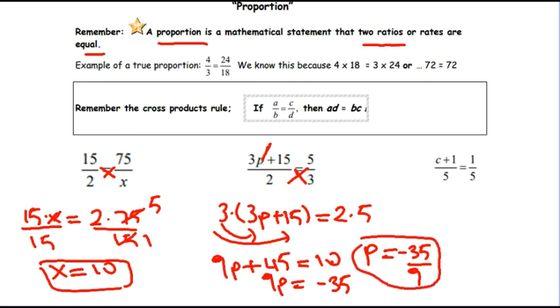Again, I would like to make an emphasis right here. When you multiply 3 and 3p plus 15, please put 3p plus 15 in parentheses so that you don't get confused.